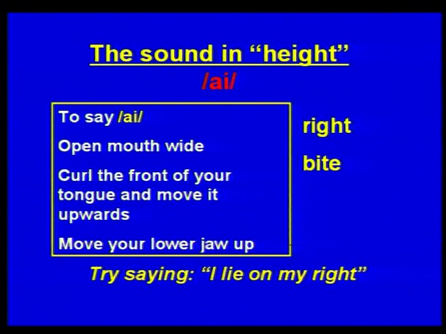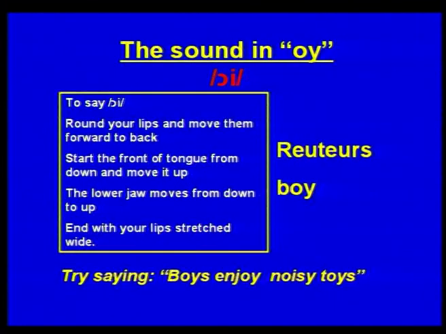Curl the front of your tongue and move it upwards. And move your lower jaw up. I lie on my right. I, then lie, again, right. All these words have this sound out there. You have another interesting diphthong, oi, like in toy. Look at the example sentence out there. Say it after me. Boys enjoy noisy toys.